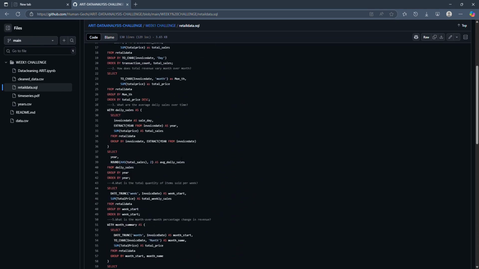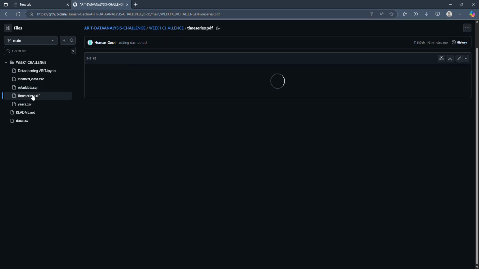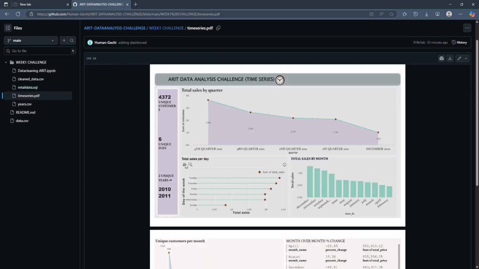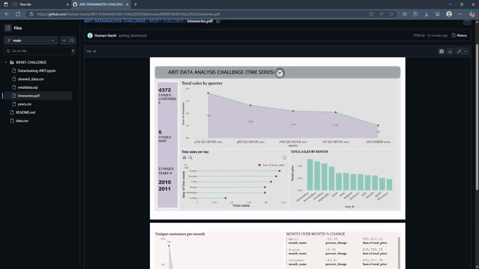These are my analyses, and now to my dashboard to talk about what this data tells. Now this is my dashboard, and this is what I'll be using to tell the story of this data set. This challenge is a time series challenge, so we're looking at how revenue changed over time, over the years, months, quarters, days, monthly average, monthly changes, and all of that.